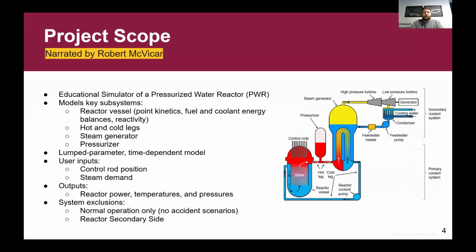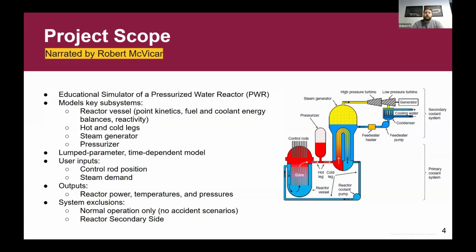The scope of this project is to develop an educational simulator of a pressurized water reactor. The model focuses on the primary loop and includes the key subsystems: the reactor core, hot and cold legs, steam generator, and the pressurizer. The reactor core model includes point kinetics, fuel and coolant energy balances, and reactivity, which drive the system response. Each subsystem is modeled using a lumped parameter, time-dependent approach to capture how the system changes over time.